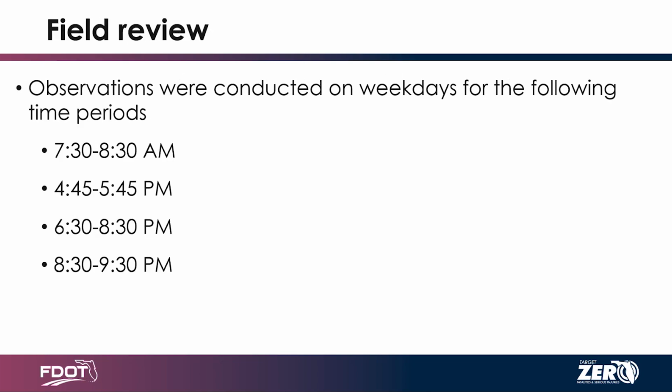And finally, getting into the actual field review. Observations were conducted on weekdays for the following periods: the AM peak, the PM peak, and then 2 nighttime observations. I believe that the 6:30 to 8:31 was included because of some information spotted in the crash analysis that there were some peaks in crashes occurring in that time period. They want to figure out why. And 8:30 to 9:30 is a nice dark time. They want to see how things look with street lights, or whether there are issues with the street lights.